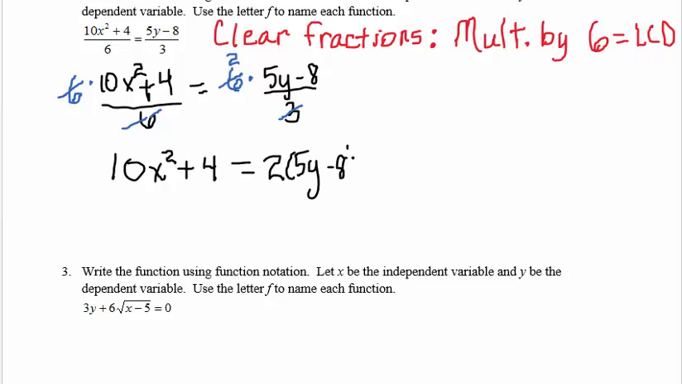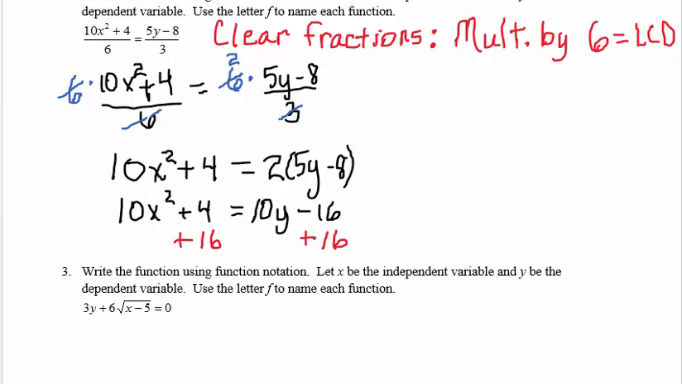Now on the right side, I'm left with 2. Since 3 divides into 6 twice, I'm left with 2 times 5y minus 8. Using the distributive property, the right side becomes 10y minus 16. I want to solve for y. My step in doing that will be to add 16 to both sides.